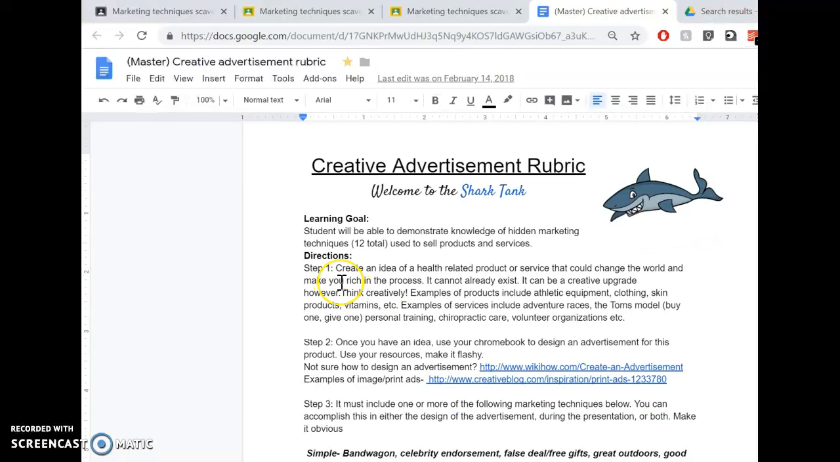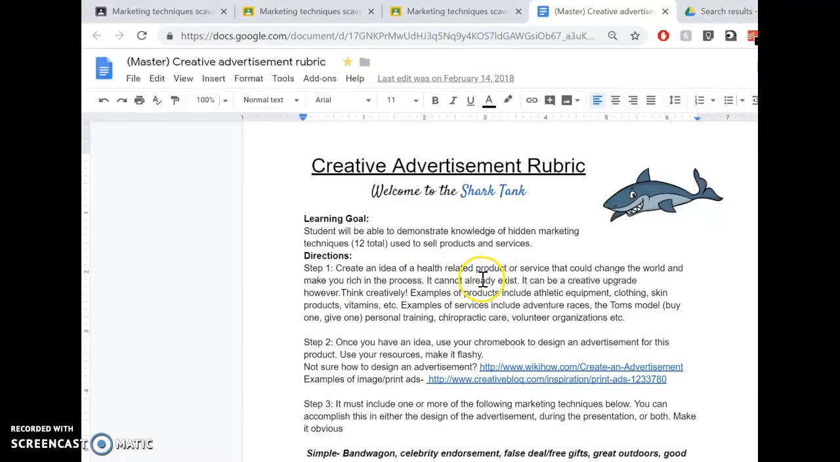So step one is thinking of a health-related product or service that could change the world and make you rich in the process. Some of the best inventions are relatively simple things that people just come up with, and they fit a need and they accomplish it and they make people rich. So maybe this could actually work out in the real world for you. And if so, you've got to share some of the money with me, all right?